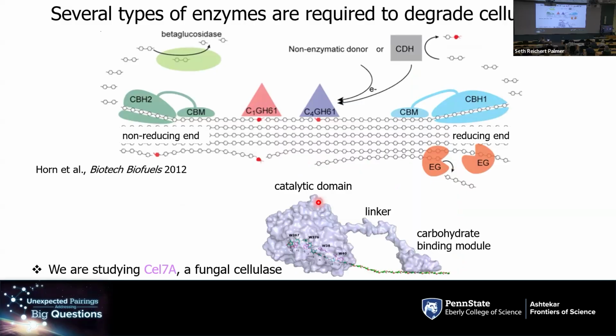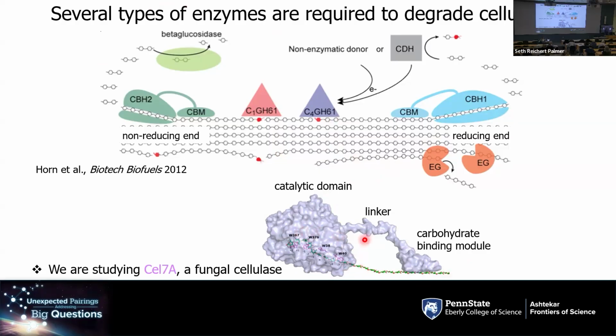There are sets of enzymes required to degrade cellulose, which is a highly crystalline substance, into its component sugars. I'm not going to go into the details of all of these enzymes, but I'm going to highlight one, an enzyme called CEL7A. It was discovered in a fungus called Trichoderma reesei, which in turn was discovered during World War II when soldiers fighting in the South Pacific noticed that their canvas tents were disintegrating, essentially. And it turned out that there was this fungus that produces this cellulase enzyme.